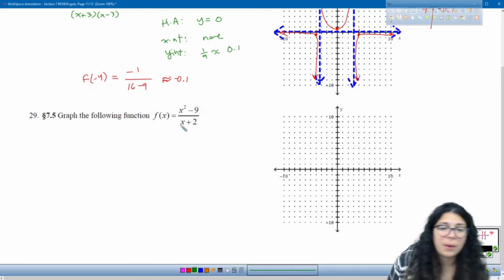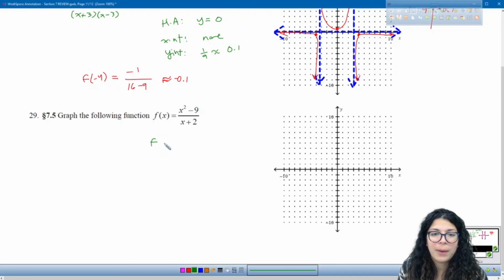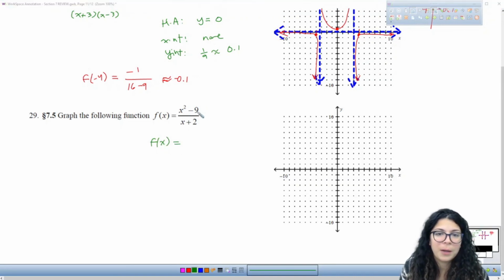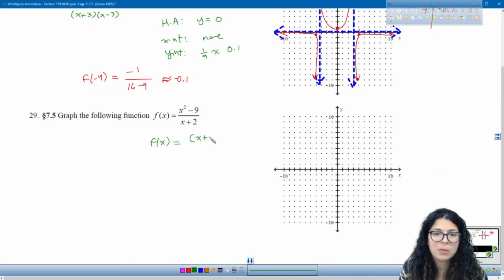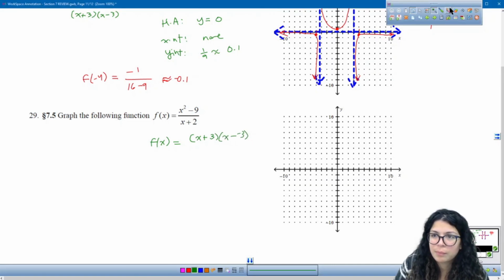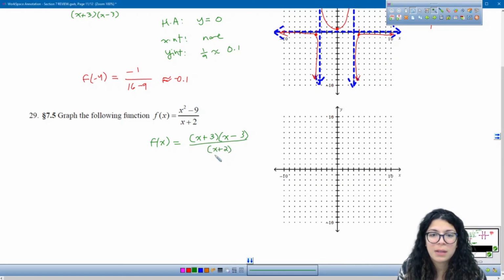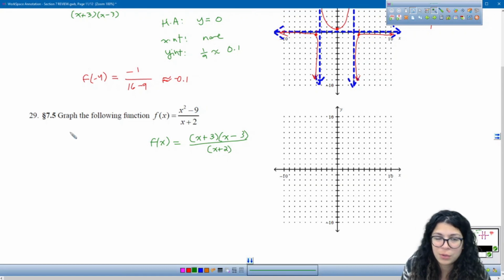So for 29, let's find all the key features. I'm going to factor the top and factor the bottom. That's the difference of squares, just like the previous problem. So that'll factor into x plus 3 times x minus 3. The denominator is x plus 2. And there are no removable points of discontinuity. You can't cancel out any factors, so no holes.